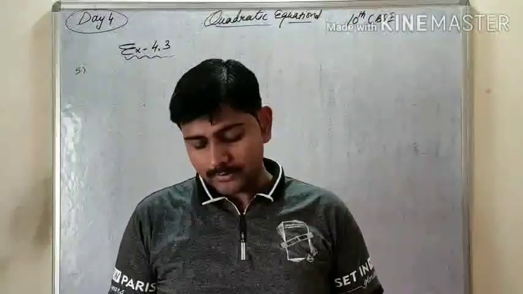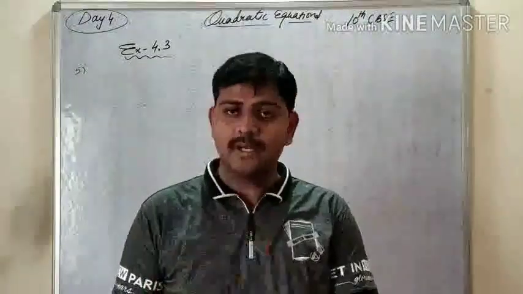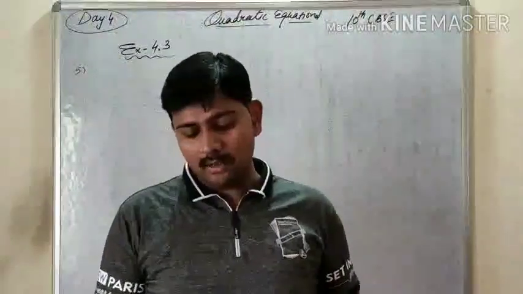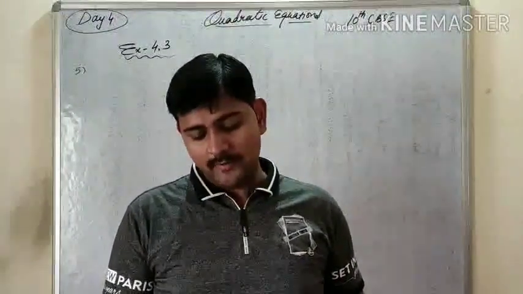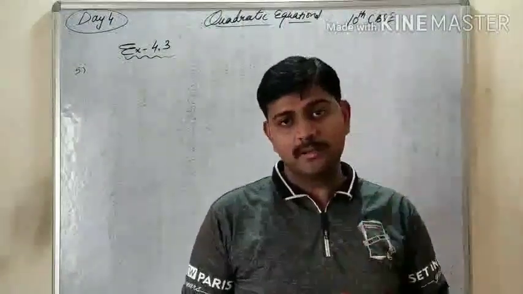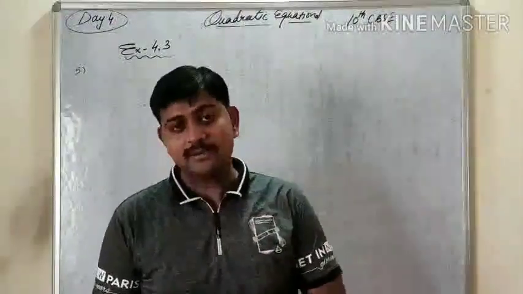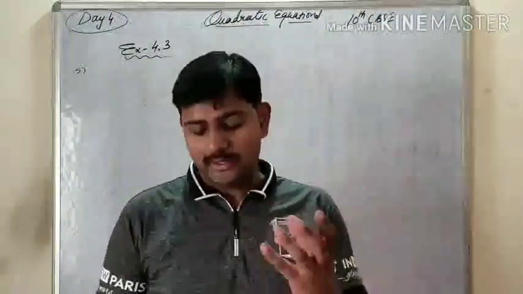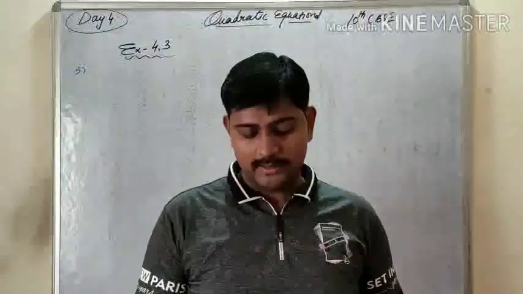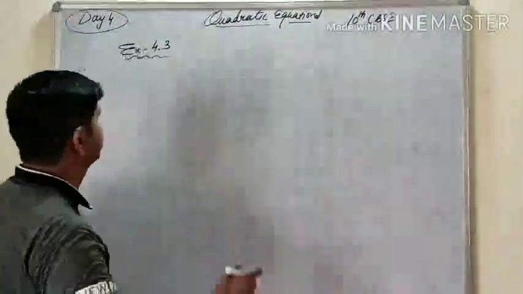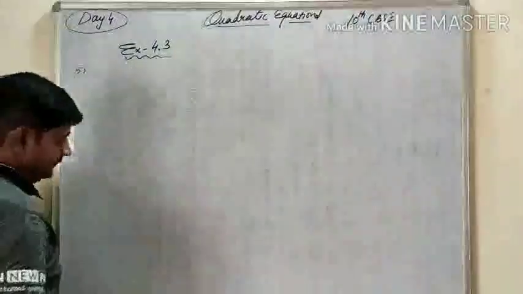So I'll take the mathematics marks as x and the remaining in English. And according to the question, if we add 2 marks in mathematics and subtract 3 marks in English, their product will be 210. So we will form an equation.